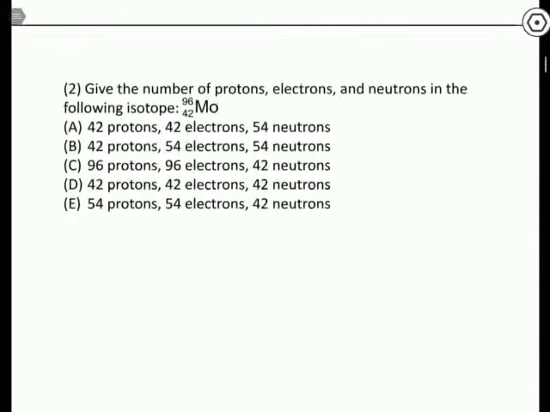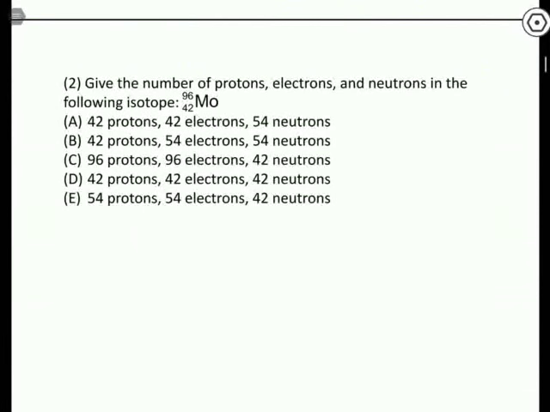All right, and then the next question deals with isotopes. We want to know the number of protons, electrons, and neutrons in the following isotope. Molybdenum with 96 and 42 is the symbol. What we have to remember for these ones is the anatomy of an atomic symbol. We haven't seen this in a while, but if you have an atomic symbol, you give the abbreviation for the element, and then you have Z on the bottom and A on top.